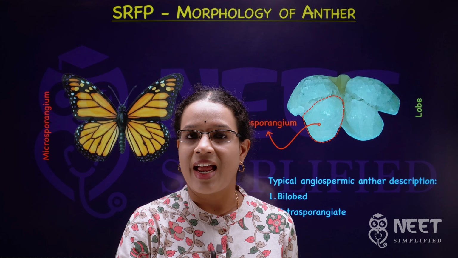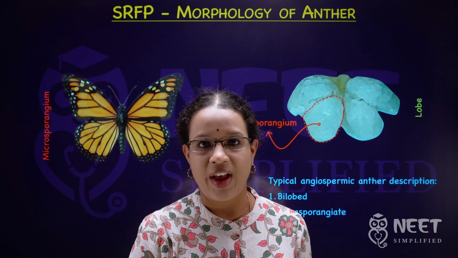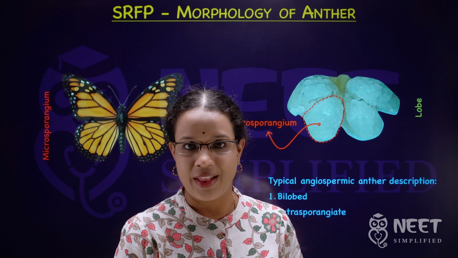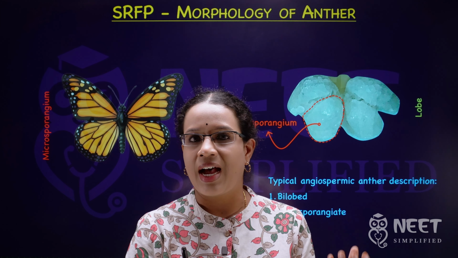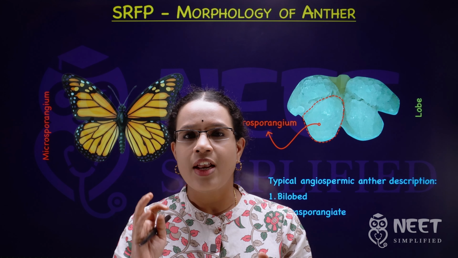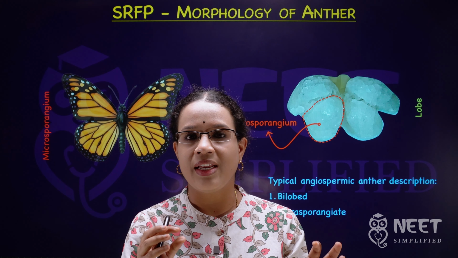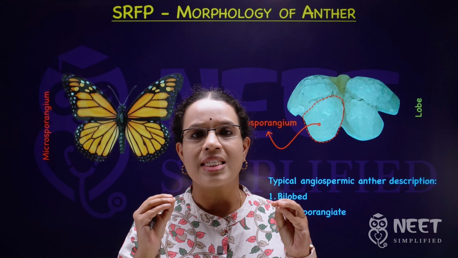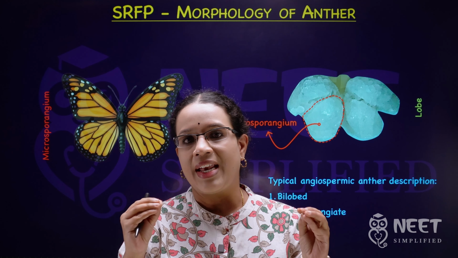Let us understand in detail about the morphology of anther. Now this is what you see, this is the aerial view of the anther. You have found in your textbooks that anthers are bilobed, dithecous, tetrasporangiate. Now these are some terms which are really difficult to remember, right? So let's correlate this with a simple example so that you can relate and remember.